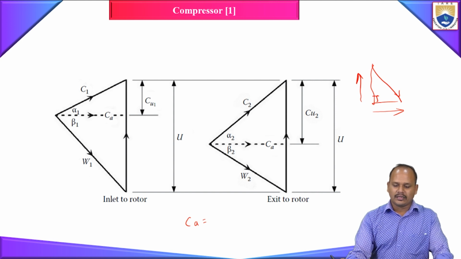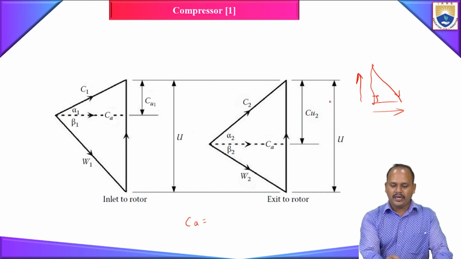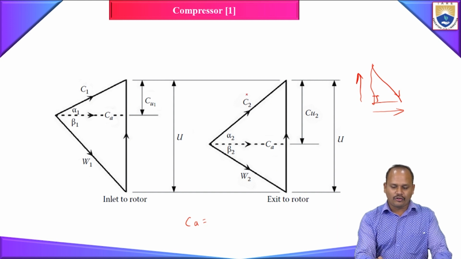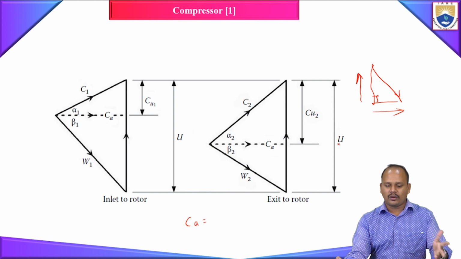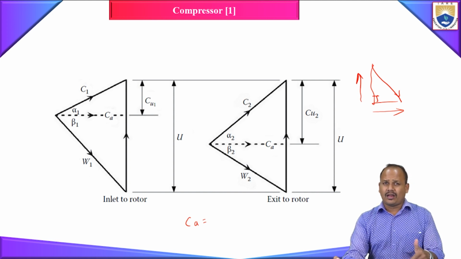I'm going to take, either at the inlet or exit of my rotor, the speed at which it is rotating as u. That means whatever the change is happening, the decrease in the relative velocity is added to the absolute velocity. How? The tangential component of the relative velocity is converted into the tangential component of our absolute velocity. That's how we are able to increase the velocity.